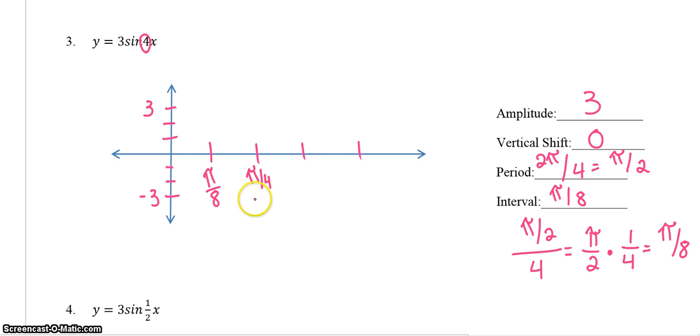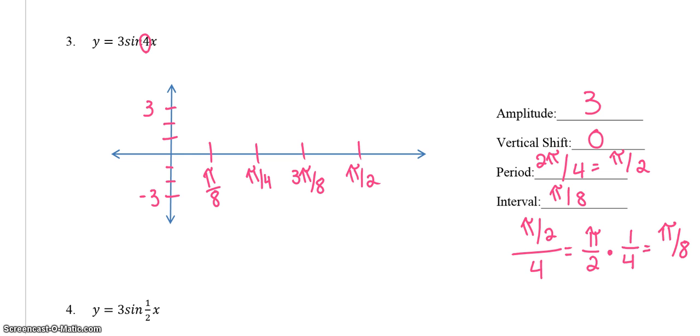Right, then we've got, this was 2 pi over 8. We need to add another one, so that would be 3 pi over 8. And if we add another pi over 8 to that, that would be 4 pi over 8, which would reduce to pi over 2. So that's good because that was our period, and we know that the last tick mark should always have the same value as our period.